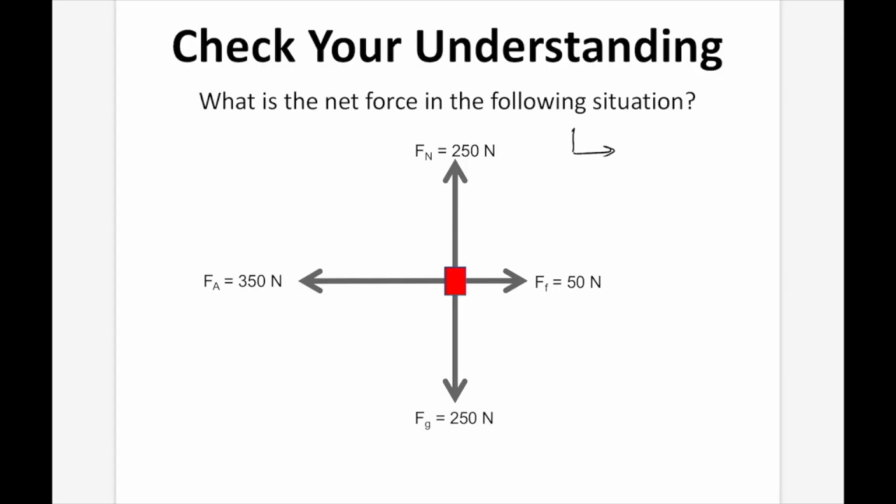So we're going to say that right and up are positive, and we're going to notice that 250 up is going to cancel out the 250 down. So there's going to be no net force in the y direction. So the only thing left is the x.